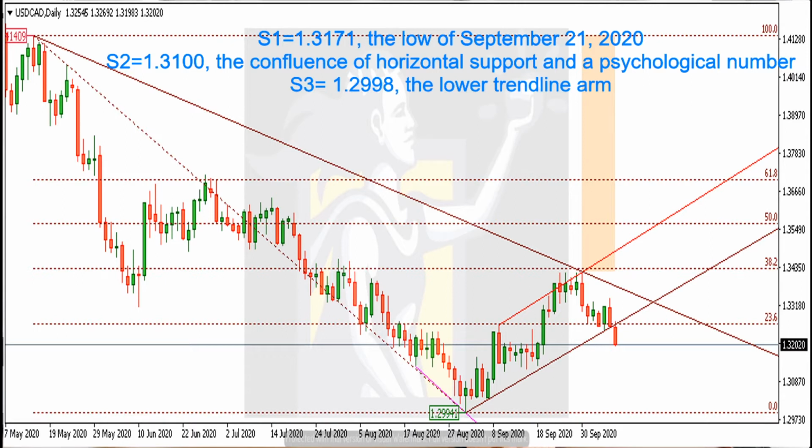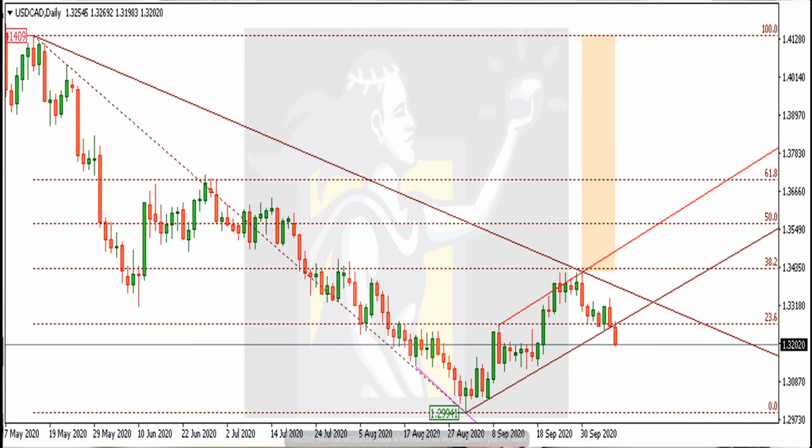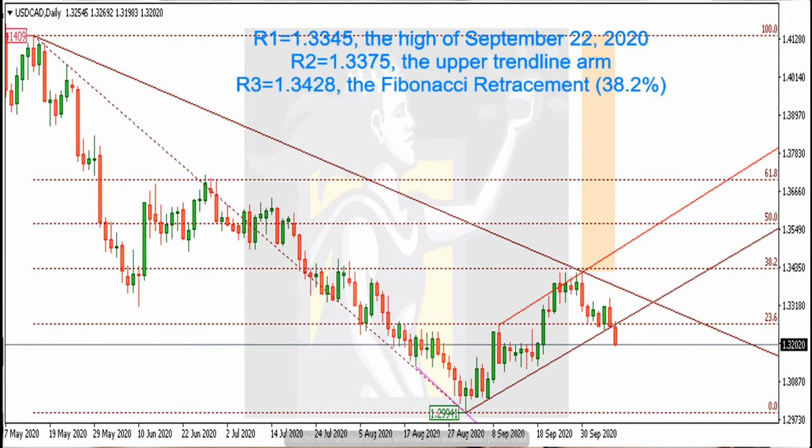The first support is 1.3171, which is the low of September 21st. The second support is 1.31, a confluence of a horizontal support and a psychological level. Finally, the third support is 1.2998, which is the lower trend line arm, and also just below another psychological number.